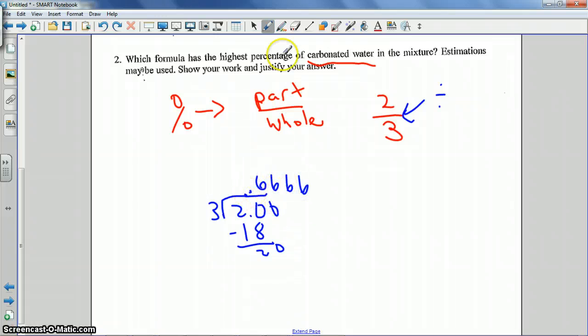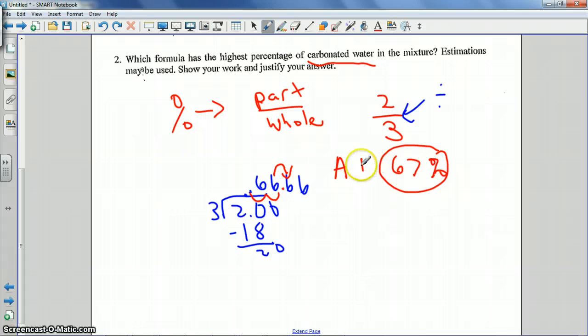So let's, first of all, since it's a percent, we have to move our decimal 2 spots. Put it there. So it looks like this is about 66%. And since it said estimations could be used, I'm just going to round. Since that's a 6, I'm going to be a little better and round to 67% because this next number is higher than 5, or it's 5 or more, so 67%. So formula A, carbonated water is 67%.